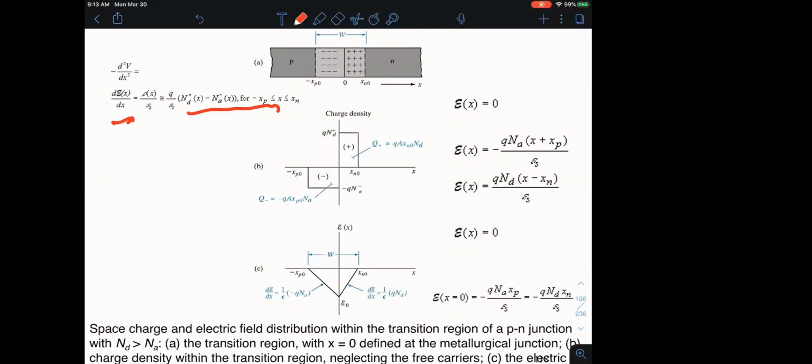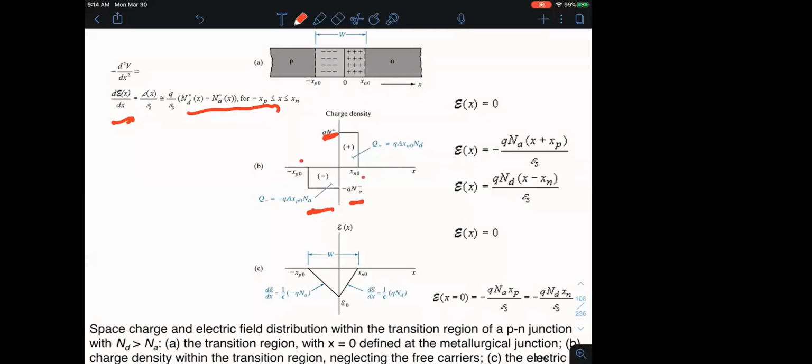On the P side, I have only acceptor ions, which are negatively charged. On the N side, I have donor ions, which are positively charged. Now, in this particular example, you can see that I'm assuming that the donor concentration is higher than the acceptor ion concentration, and therefore the depletion region on the N side, Xn naught, is slightly smaller than the depletion region Xp naught on the P side.